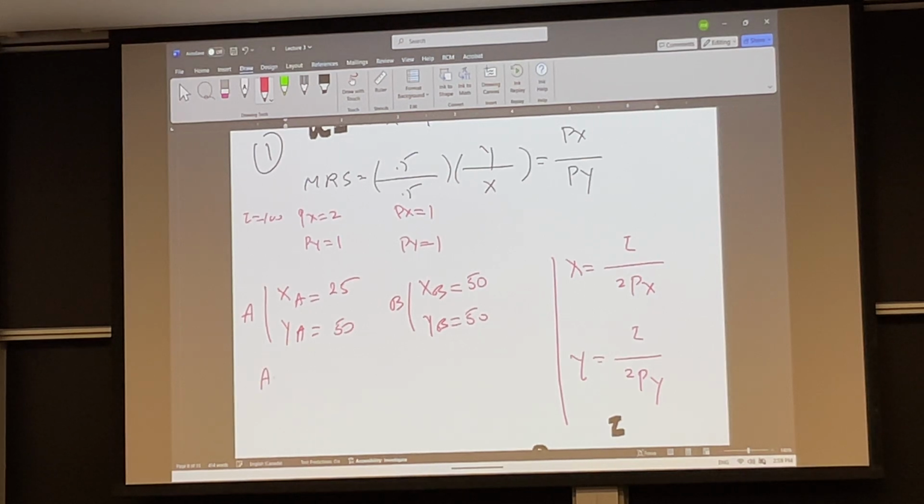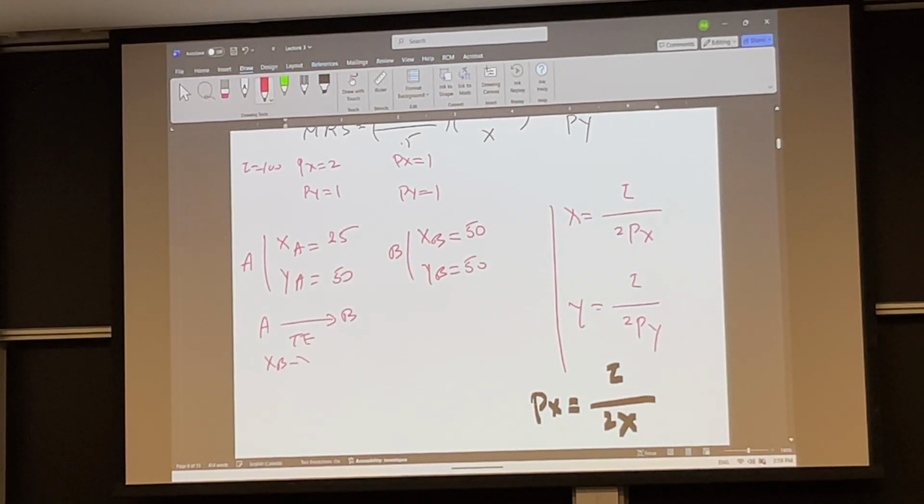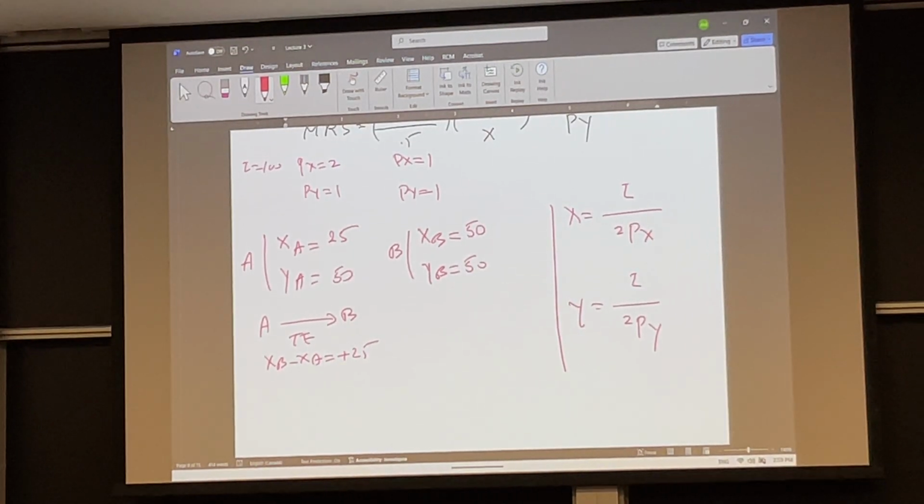We call A to B the total effect of the price change, which is obviously observable. You can see A, you can see B, you can see you move from A to B. That is the total effect of the price change. You consumed 25 more units. That is observable. You can see it. Make sense? Okay. The question is, why does that happen?